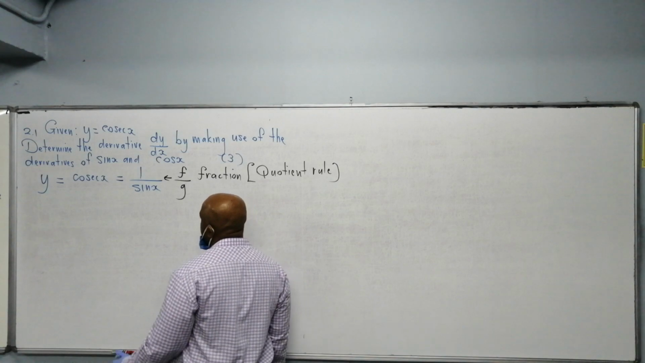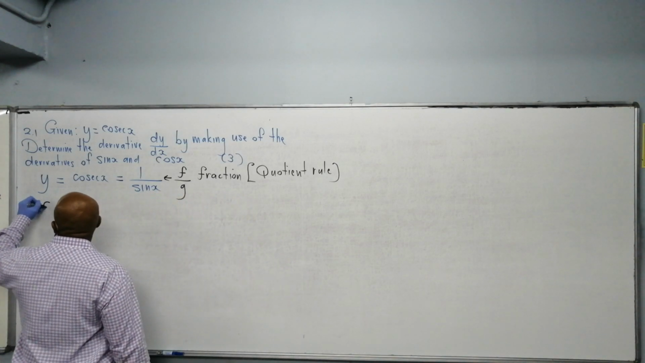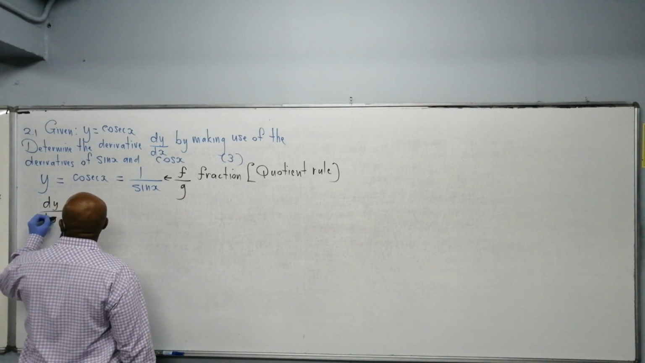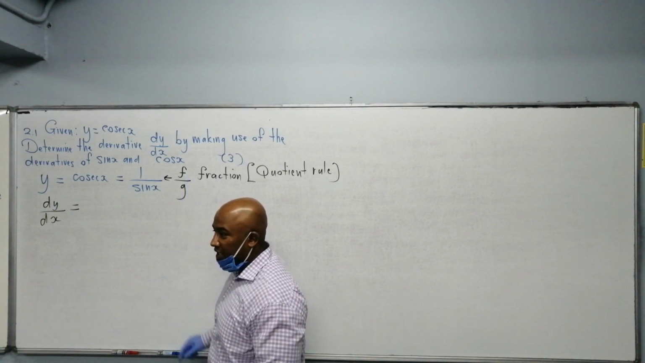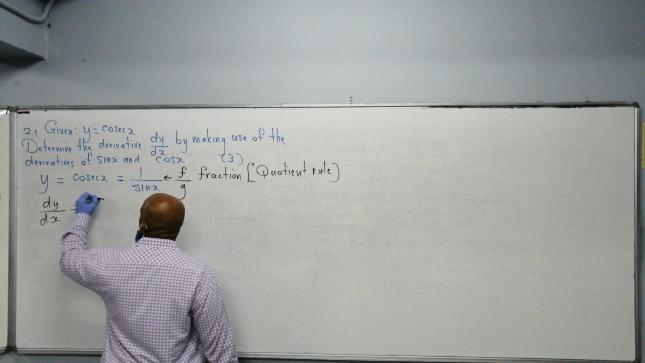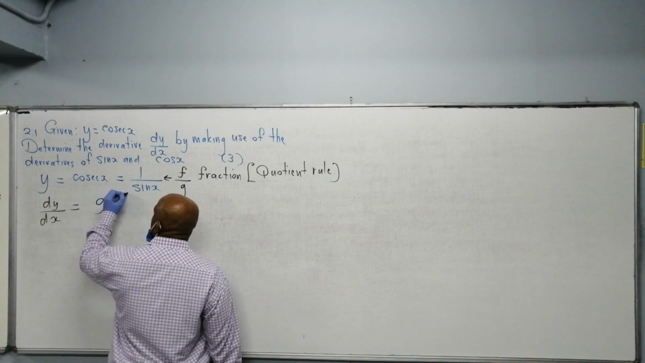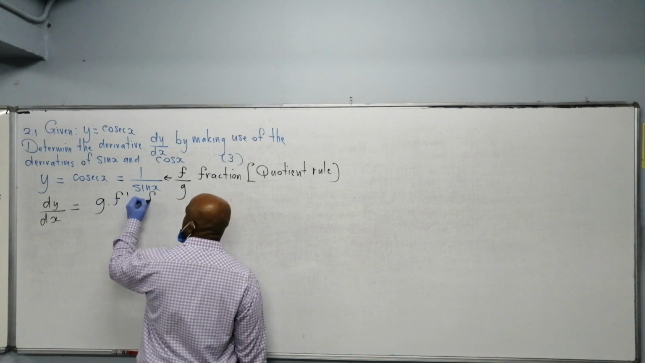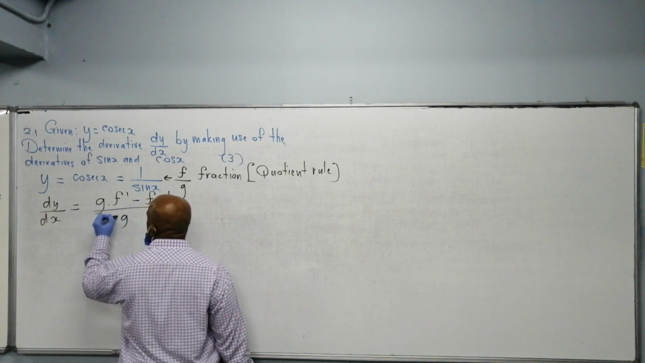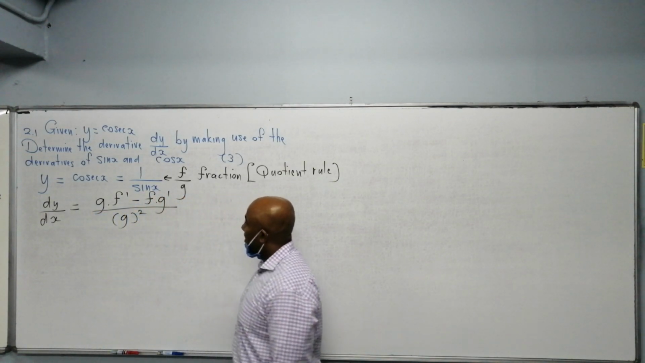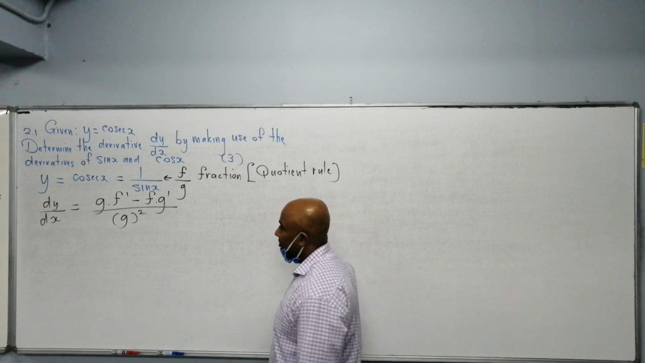Right, so the quotient rule, we're going to go with dy over dx. I identified the numerator as f, denominator as g. So the quotient rule will be: copy the denominator, differentiate the numerator, minus, copy the numerator, differentiate the denominator, all divided by the denominator squared.